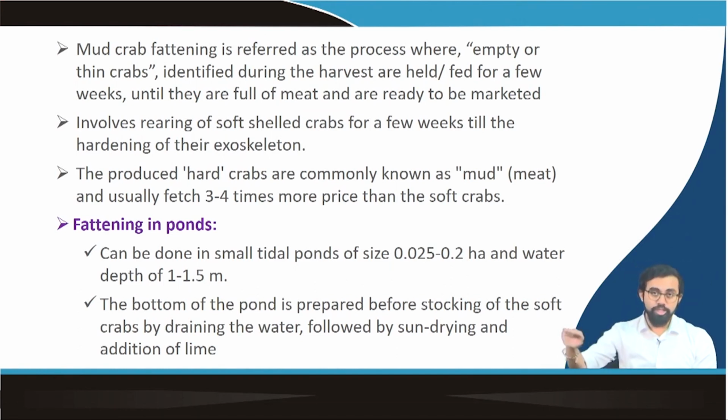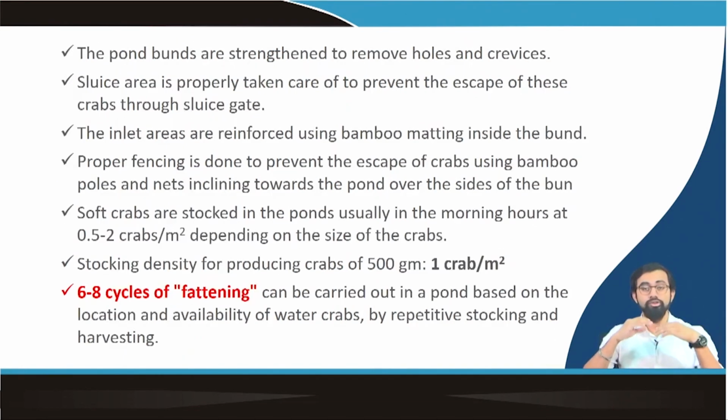The bottom of the pond is prepared before stocking the soft crab by draining the water, followed by sun drying and the addition of lime to get rid of unwanted microorganisms, or predators, though there is less chance of a predator, but still the unhygienic microorganisms. So first we get rid of all the water, then we sun dry the bottom of the pond, and then we put a lime layer on it.